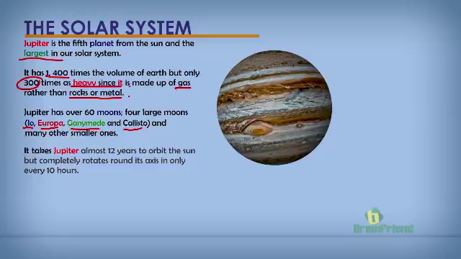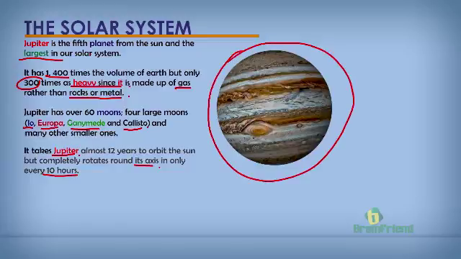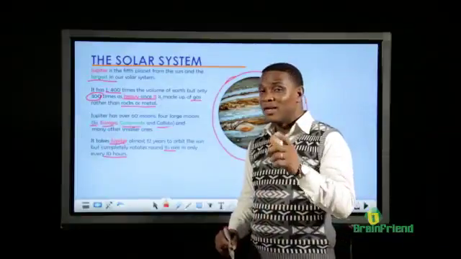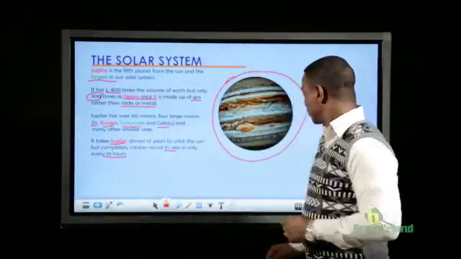It takes Jupiter almost 12 years to orbit the sun, but it completely rotates around its axis in only every 10 hours. Our planet Jupiter, again, if we remember, is the largest planet in the solar system. Let's go on.